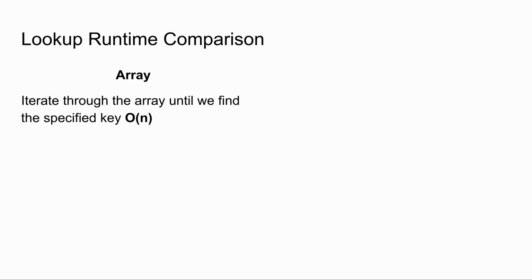Before we continue, let's do a brief runtime comparison between lookup in an array and lookup in a hash table for a particular key. In the array, we must iterate through the array until we find the specified key, which has O of n time complexity. So, lookup for a particular key in an array is O of n.